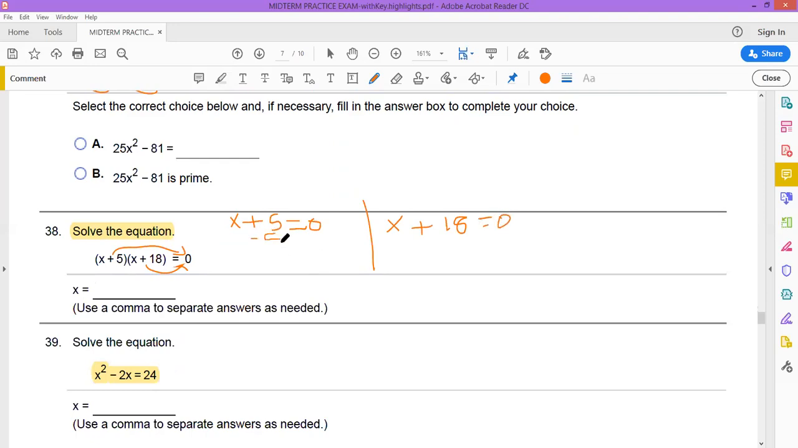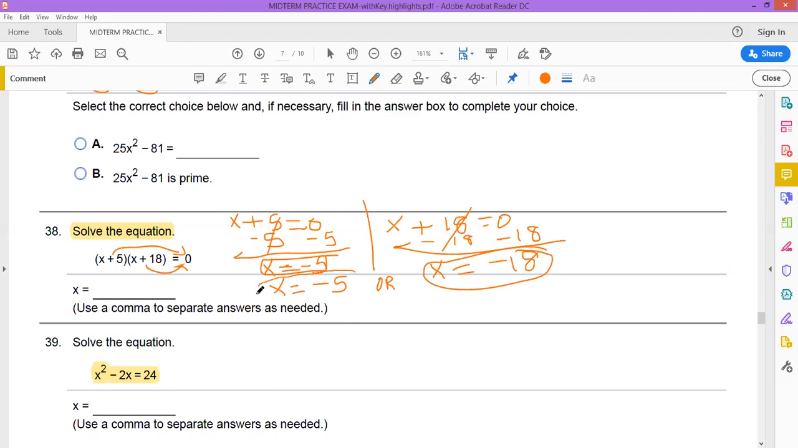To solve the first equation, we're going to subtract 5 from both sides of the equation. The 5's will cancel, and x is equal to negative 5, or, let's solve the second equation. We're going to subtract 18 from both sides of the equation. X equals negative 18. So here are your two solutions, negative 18 or negative 5.